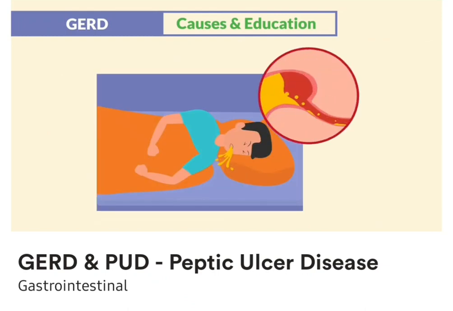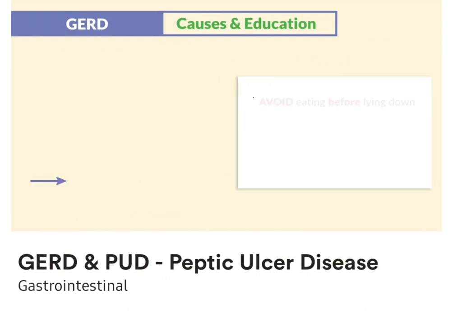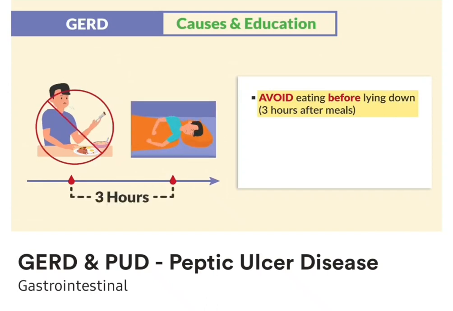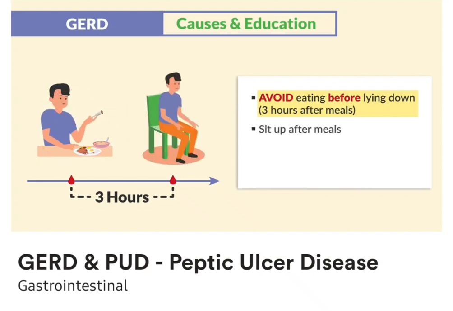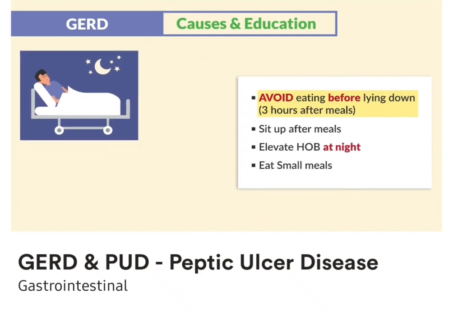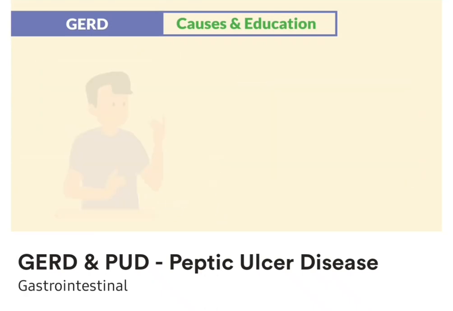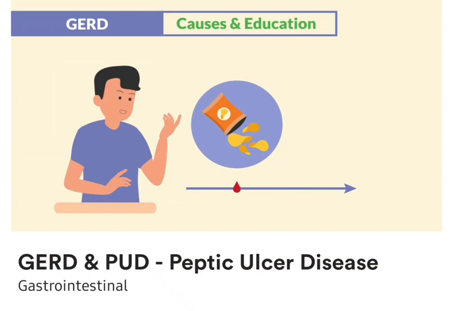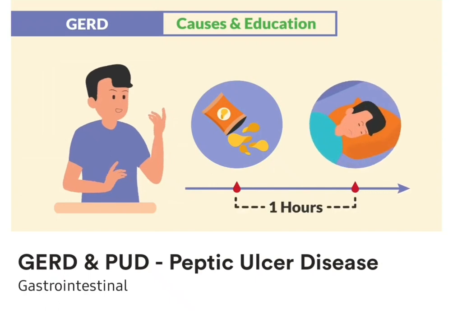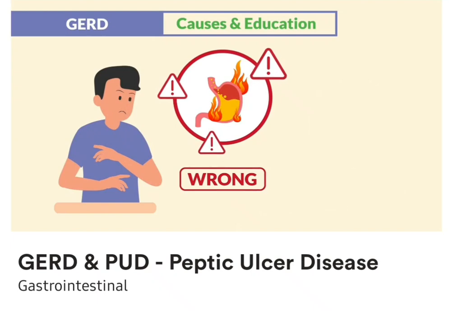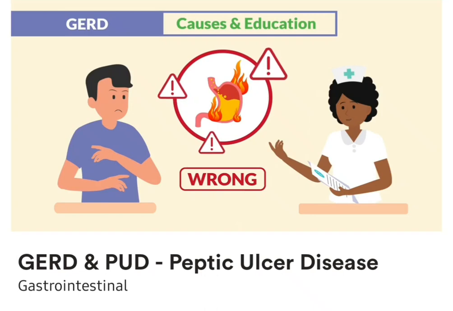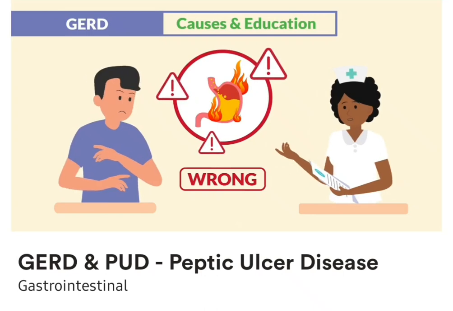Okay, now for regurgitation, that can happen when lying down. So we must teach patients to avoid eating before laying down. The big key term here is before. So teach patients the 3-hour window. After eating, they must sit up after meals for at least 3 hours. And we elevate the head of the bed at night and eat small meals. So when you get a client with GERD who states they will have a bedtime snack 1 hour before bed, this is completely wrong here. Major acid reflux is coming. We need to re-educate that client to have the snack and then wait 3 hours before going to bed.